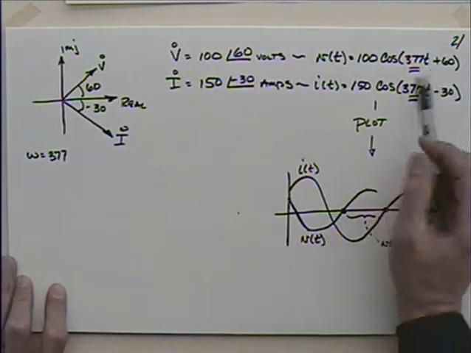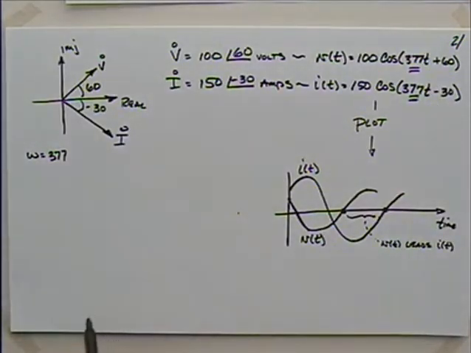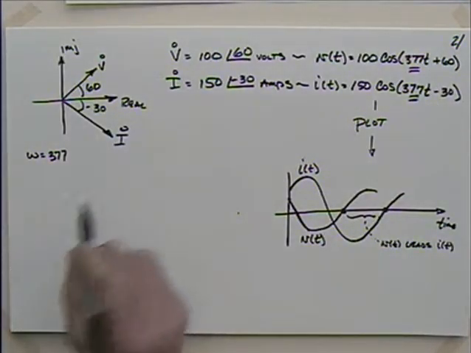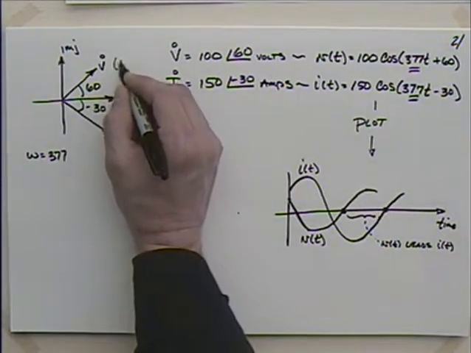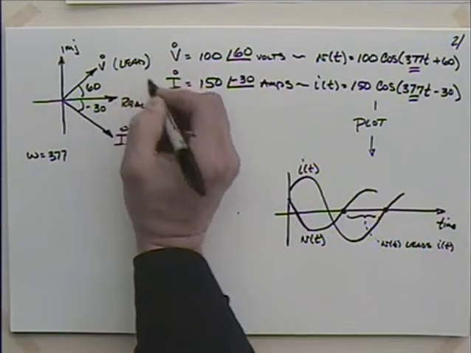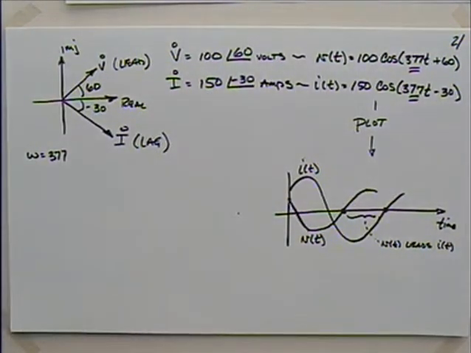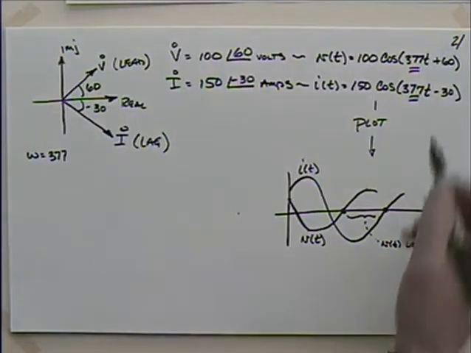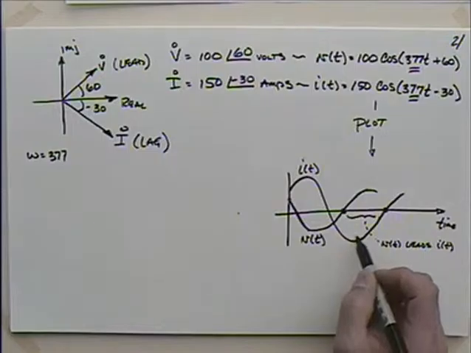And if I wanted to, I could put them into time domain. I think it's a lot easier to recognize which one's leading and lagging if you look at it in phasor domain. We would say that the voltage would be leading, right? And the current would be lagging. But if you want to prove that to yourself, you could write them out in the time domain with a cosine function and plot them.